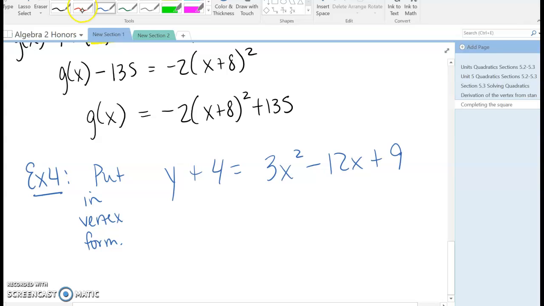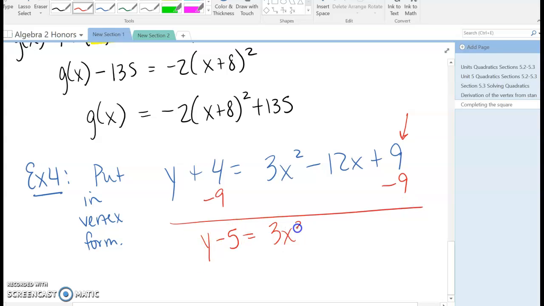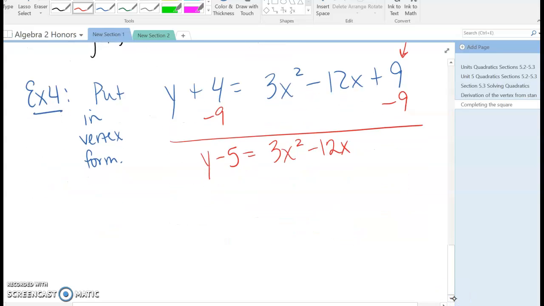Just like the problems before, we're going to start by saying, wait a second, this constant's kind of in my way. I don't want it there. So we're going to subtract 9 from both sides. So I get y minus 5 equals 3x squared minus 12x. And then I have to go ahead and factor out that a value. So I'm going to rewrite this as y minus 5 equals 3 times (x squared minus 4x). And I'm going to leave a little space to ask myself, what would I end up adding there?